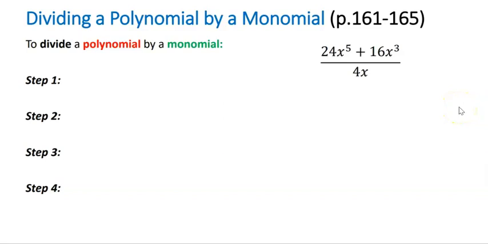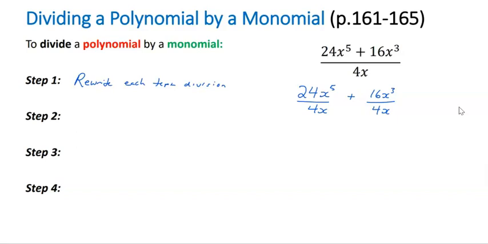When we have a polynomial, such as a binomial here, divided by a monomial, step one is we can rewrite for each term division. Now you don't have to do this, but it's recommended, especially at the start. We are dividing 24x to the power of 5 by 4x, plus we're also dividing 16x cubed divided by 4x.